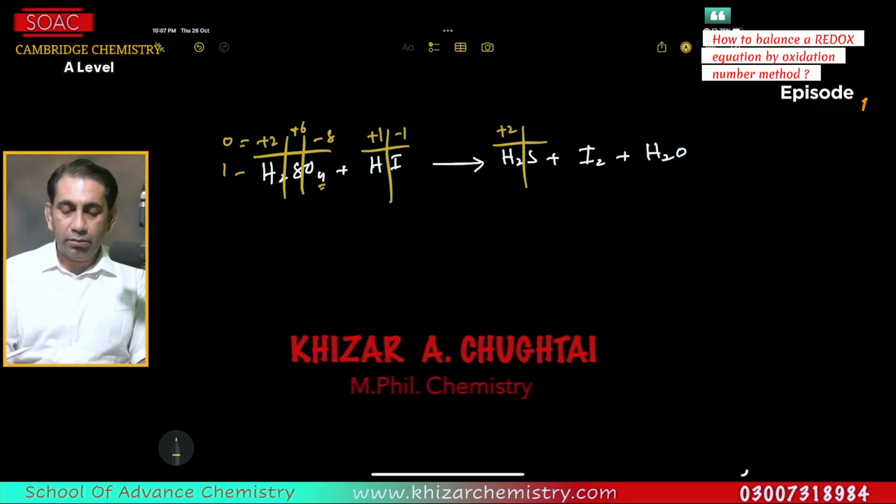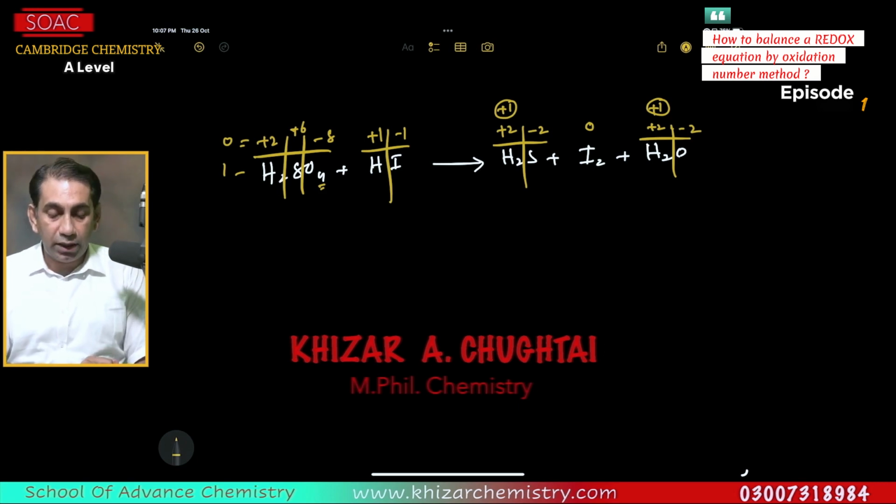In case of H2S, hydrogen sulfide, plus 2 for hydrogen, 1 H is equal to plus 1. For 2, it will be plus 2. For sulfur, it will be equal to minus 2. This is the pure element, so its oxidation number will be equal to 0. In case of water, H2O, plus 2 over here, as you know, plus 1 is for hydrogen, and here minus 2 will be for oxygen.